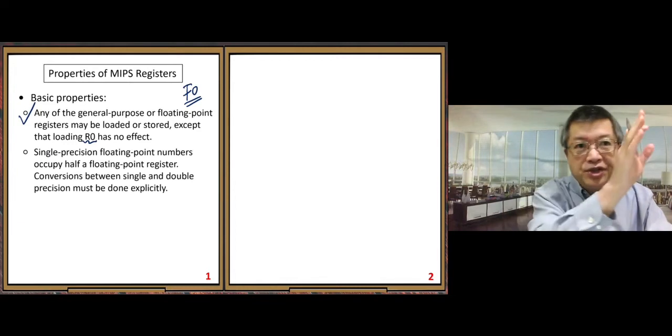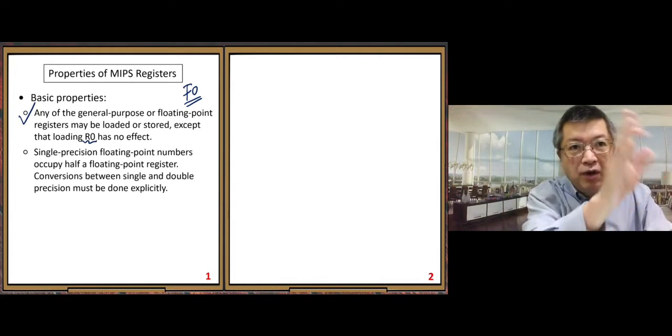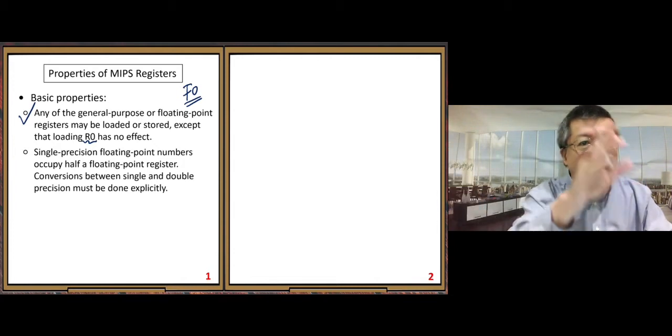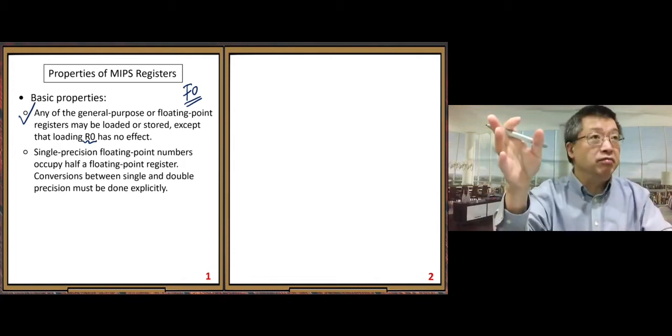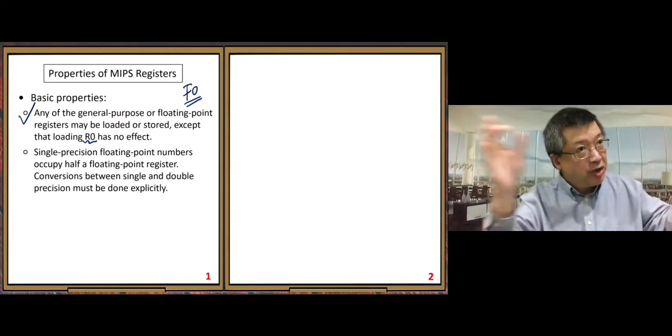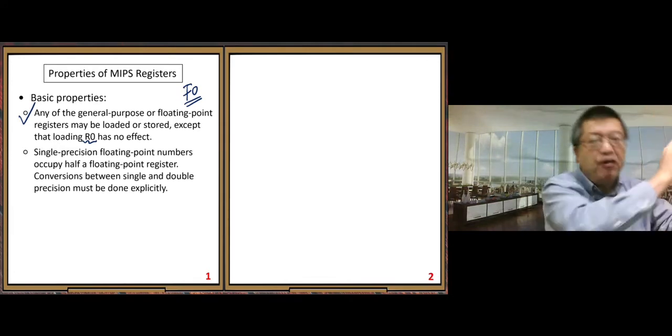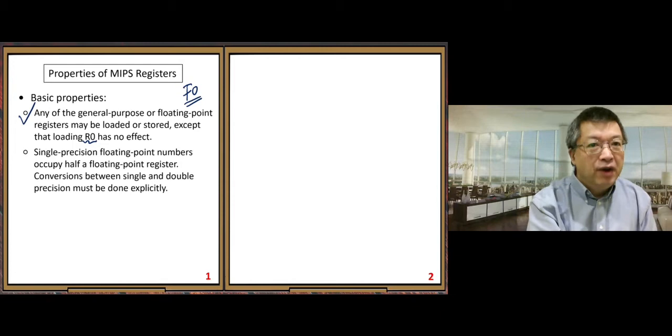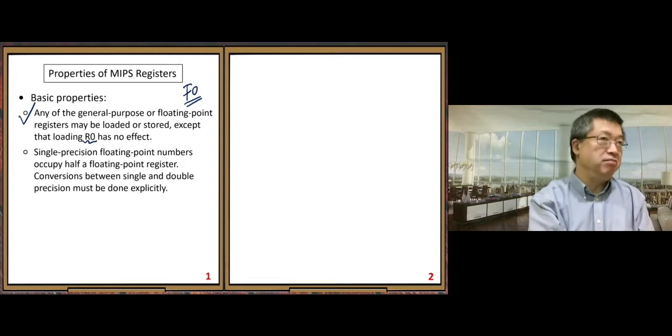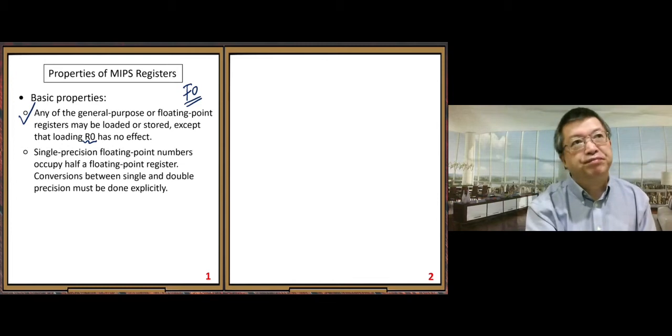Next one, single precision floating point numbers occupy half a floating point register. One full floating point register, 8 bytes, right? Single precision, 4 bytes. So occupy half of it. Conversions between single and double precision must be done explicitly, before you do the operation. Right, half. So here, occupy half of the floating point register.